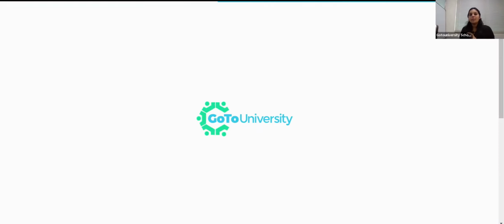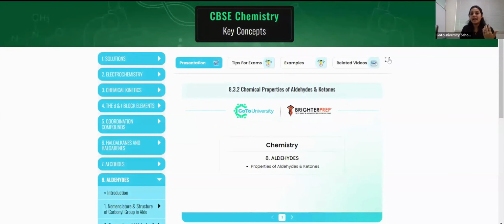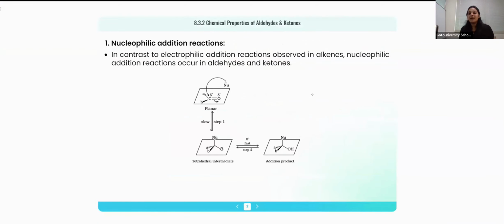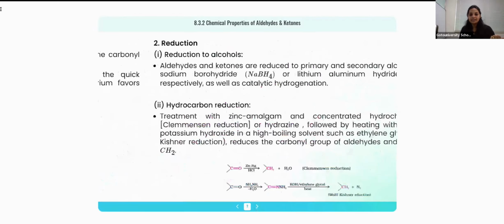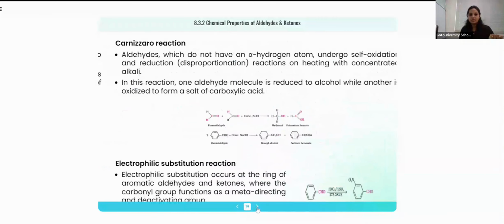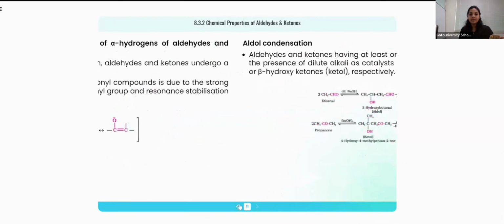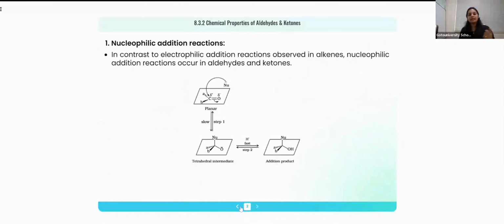Okay, but the chemical properties are important. Chemical properties mainly means the chemical reactions: how the aldehydes or ketones react with other compounds, what the name reactions are, and what the different reactions are in which aldehydes or ketones participate. So chemical properties means the chemical reactions themselves. Okay, so we are moving to the chemical properties or chemical reactions.